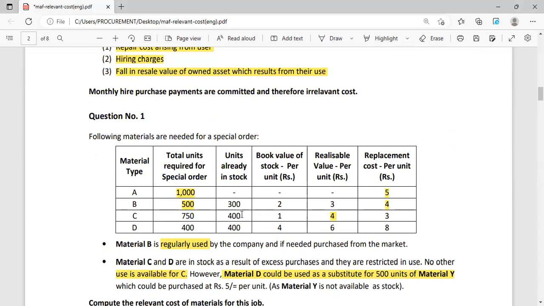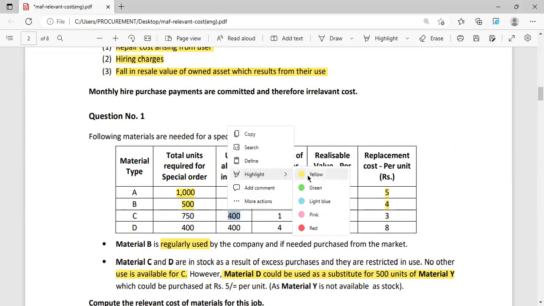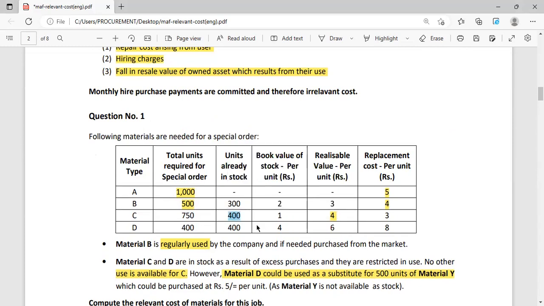And then, they need 750 of the units. Then they have 400 units on ground. Since they have 400 units on ground, all they have to do is to look at it if it is regularly used or it's not regularly used. That will always be the determinant of your decision. Are they regularly used or not regularly used?